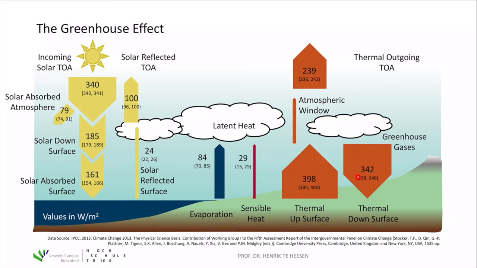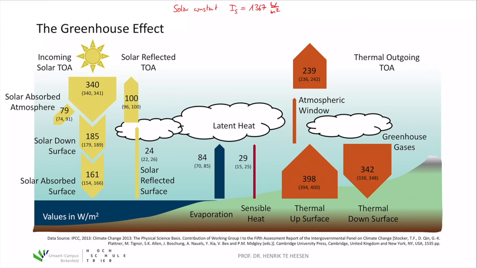So, first of all, let's have a look at the incoming radiation, in particular the very first value of 340 watts per square meter. That's the mean radiation in this simplified energy budget diagram. So let's first have a look at where this value comes from. We have the solar constant. That's the radiation of the sun, or the irradiance, that is 1,367 watts per square meter. Modern measurements show that this value is slightly smaller, about 1,361 watts per square meter.